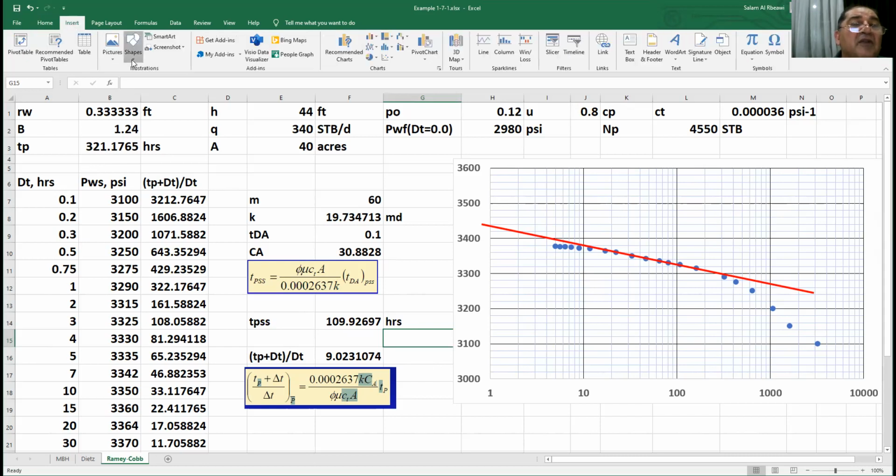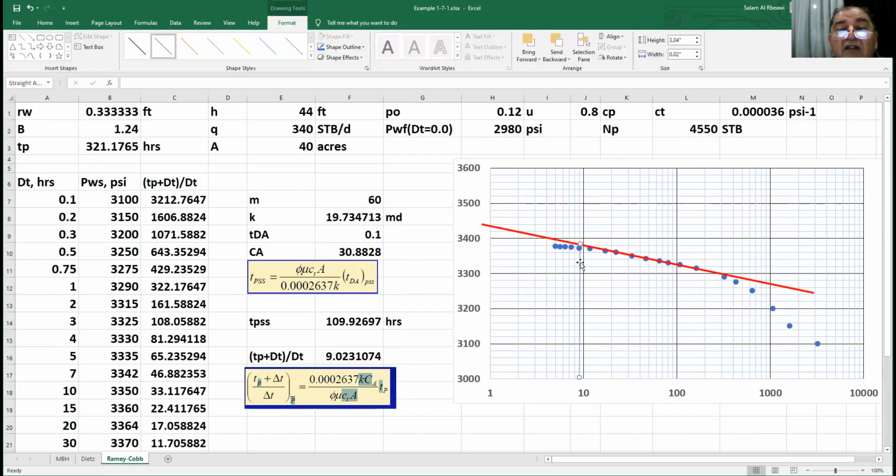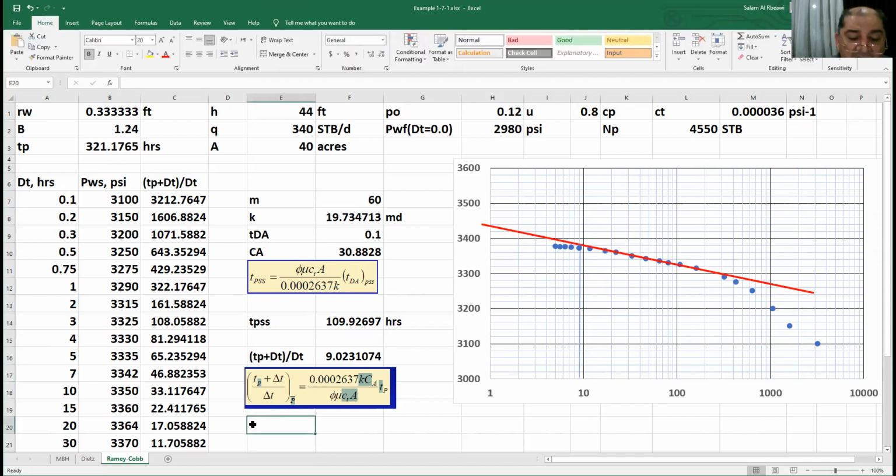Now, from the Horner plot, using 9, that is here, somewhere here, see, this is 9. Go to the infinite acting line and read the pressure. How much? 3380. So P average in this case is 3380 psi. This is the Ramey-Cobb method.